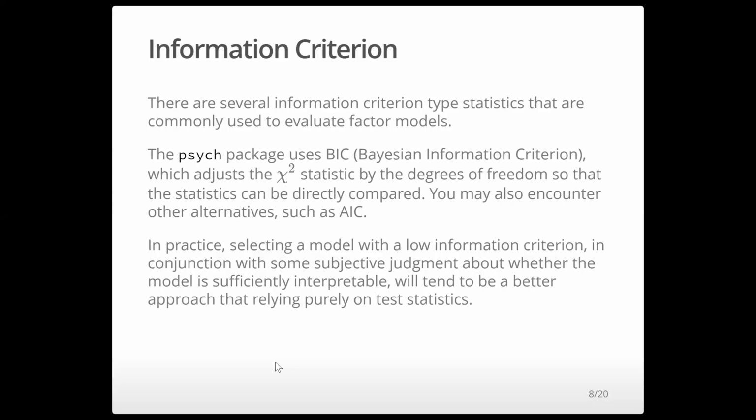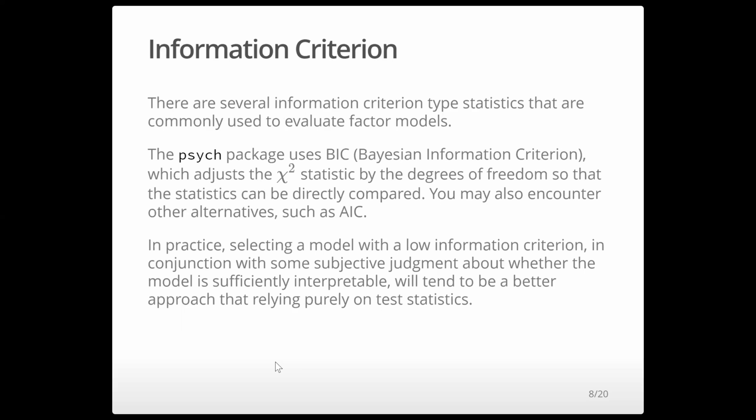Another alternative is to use these information criterion statistics. The psych package uses what it's calling BIC, Bayesian Information Criterion. This is an adjustment of the likelihood function based on the degrees of freedom, so that the statistics can be directly compared for different types of models. Essentially, this has a parsimony penalty. More complex models that involve more parameters get penalized based on BIC.